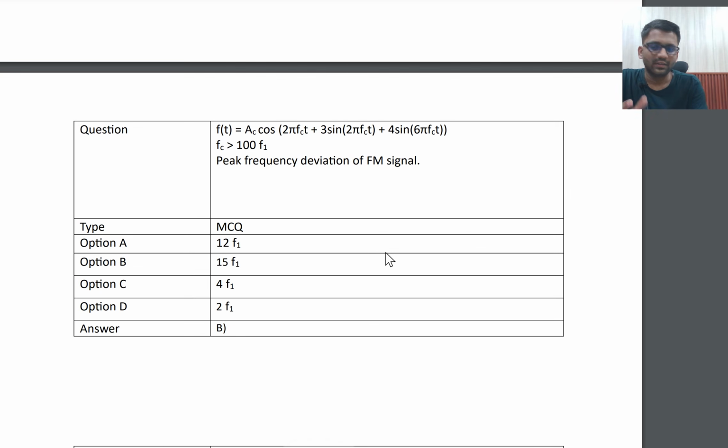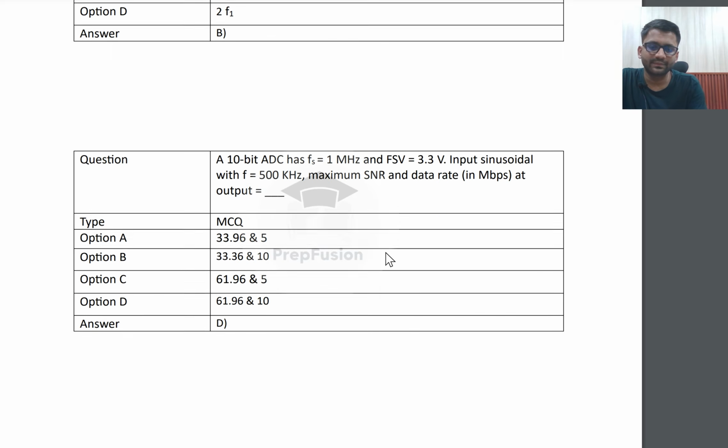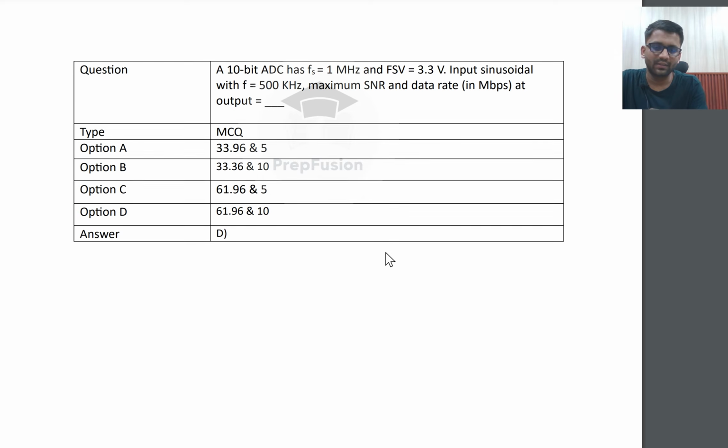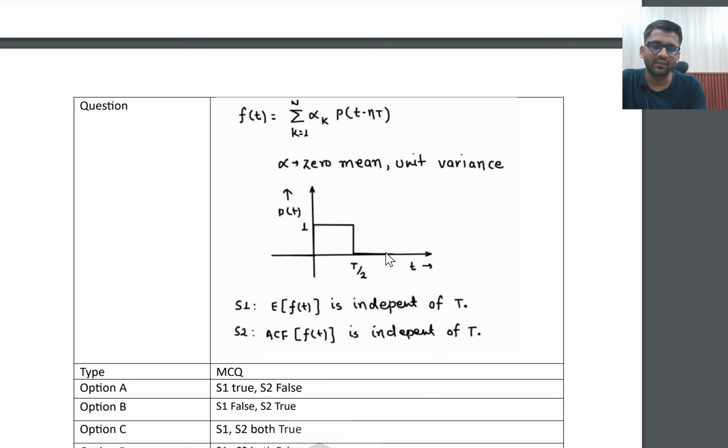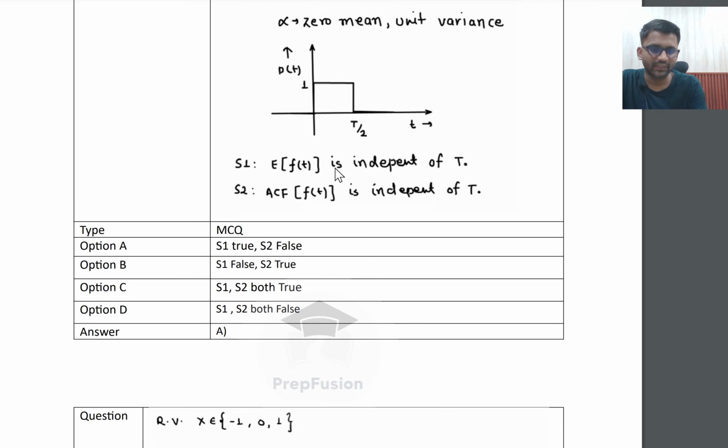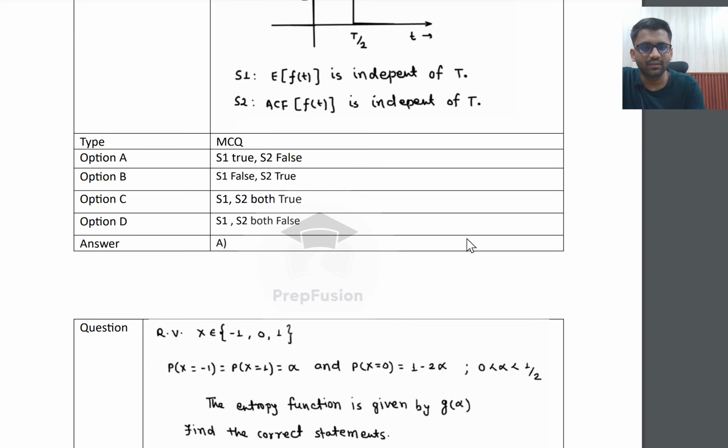Okay, this will be 15 F1. This was also formula based, and option D would be there. Yeah, this was a good question. So here S1 is true and S2 is false, because the difference will be dependent on the time t. Okay.